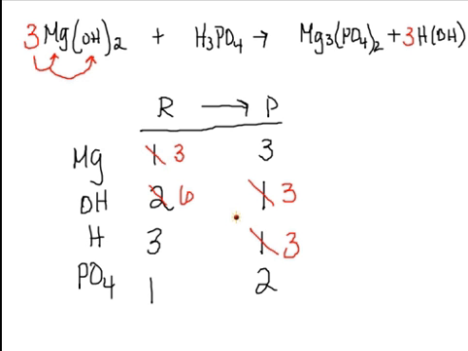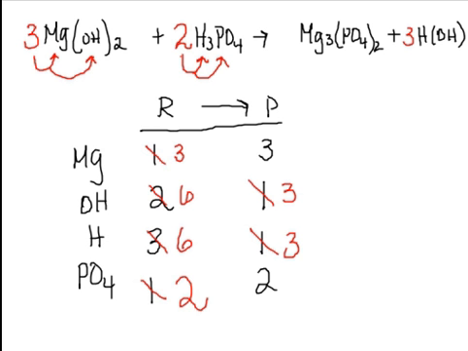Okay, let's go ahead and do phosphate. Phosphate, I have 1 over here and 2 over there, which means I need to have 2 on the left side. So I'm going to go ahead and put a 2 in front. Now remember, that gets distributed to the hydrogen and to the phosphate group. So I now have a total of 6 hydrogen. Remember, the 2 gets multiplied by the subscript. So that's 6 hydrogen and a total of 2 phosphate groups.